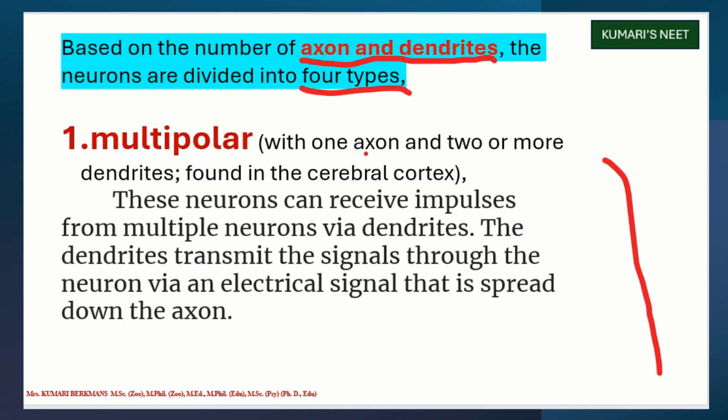So where is it present? In the sense, it is present in the cerebral cortex of the brain. The multipolar neuron is present in the cerebral cortex of the brain, and it transmits the signals through the neuron.